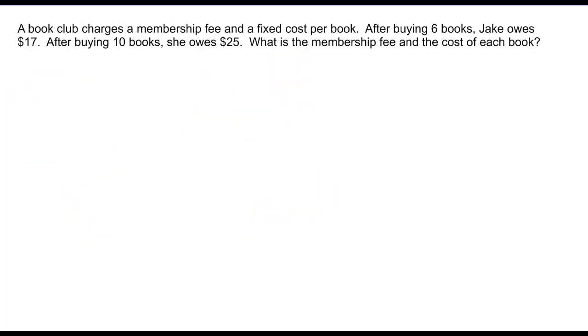Got to throw a word problem in here. Book club charges a membership fee and a fixed cost per book. After buying 6 books, Jake owes $17, and after buying 10, he owes $25. What's the membership fee and what's the cost of each book? You might be able to do this in your head, but I'm going to want an algebraic model. So I need two variables. One for the fixed cost per book, call that y, and one for the membership fee, x.